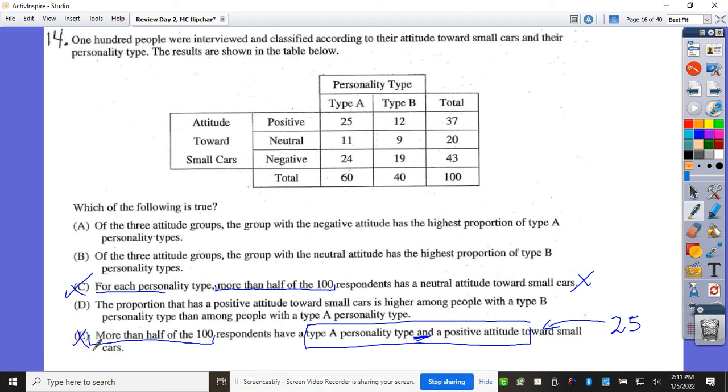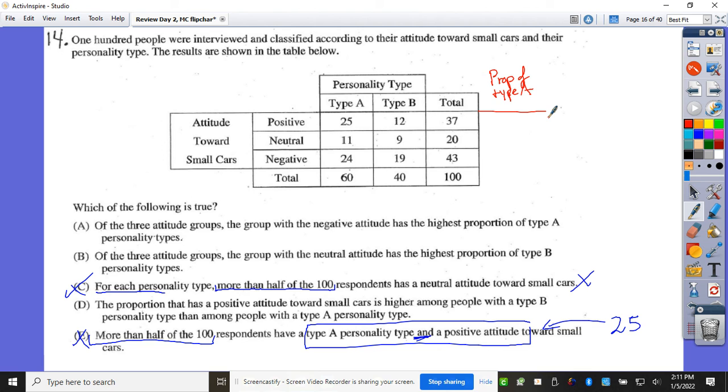A says of the three attitude groups, which means we're doing it separately for each attitude, the group with the negative attitude has the highest proportion of type A. So to figure this out, this is the proportion of type A separately for each positive, neutral, and negative. So how do I figure out my proportion of type A for positive? What number divided by what number? Type A divided by the attitude total.